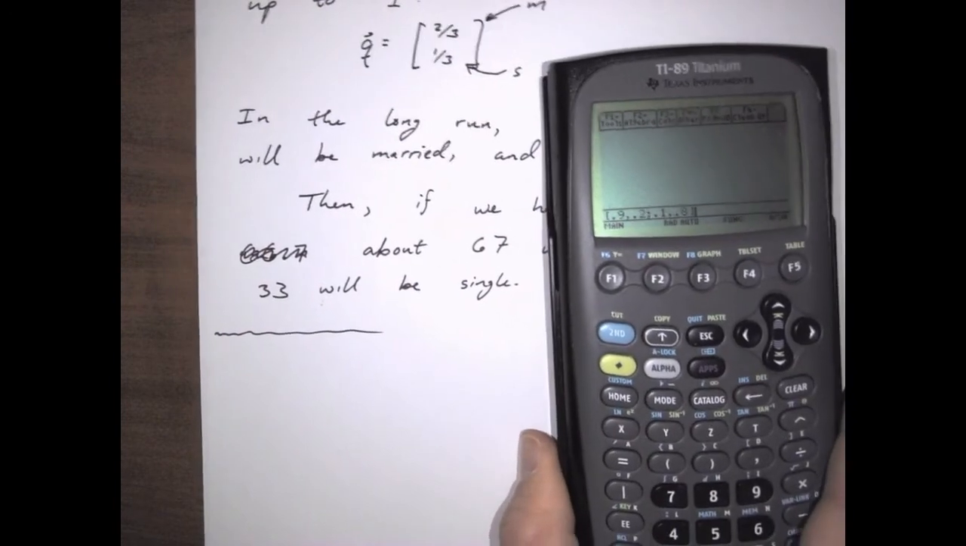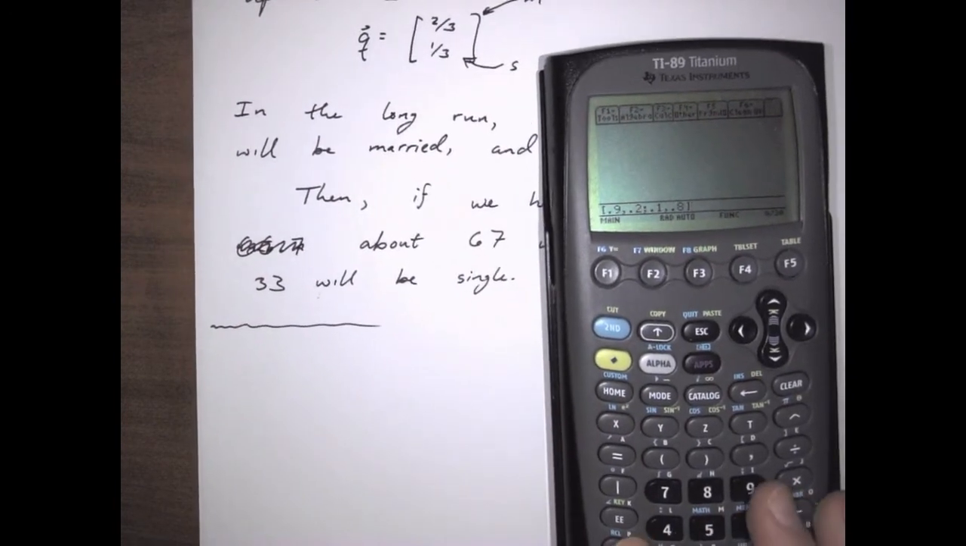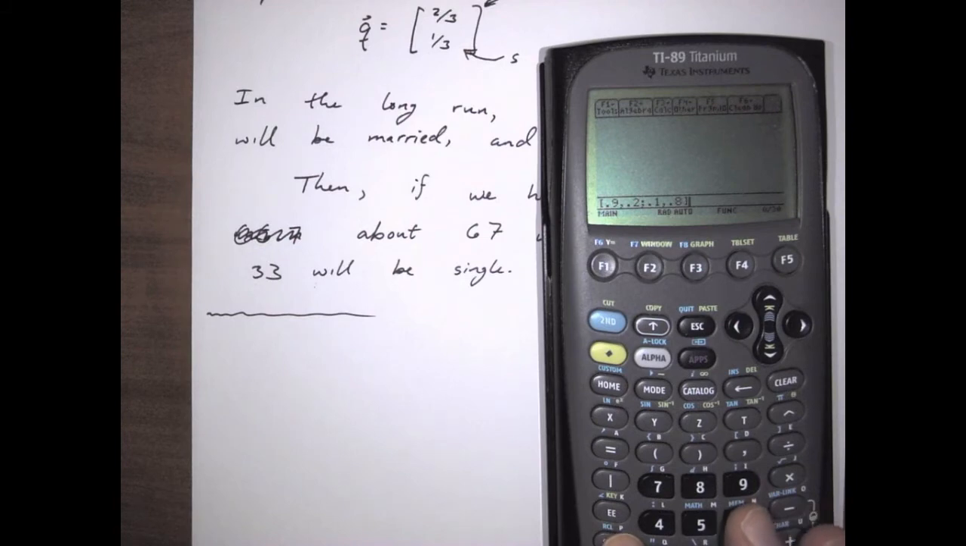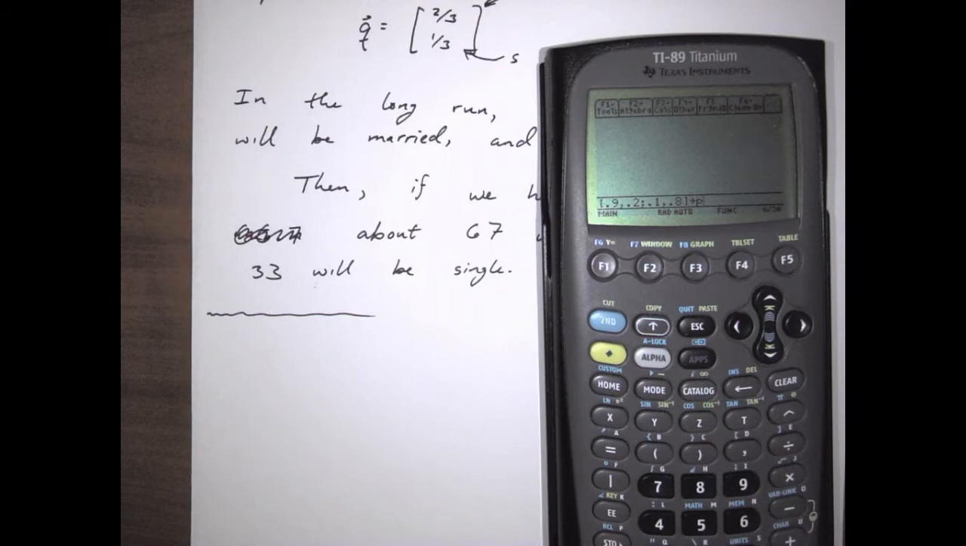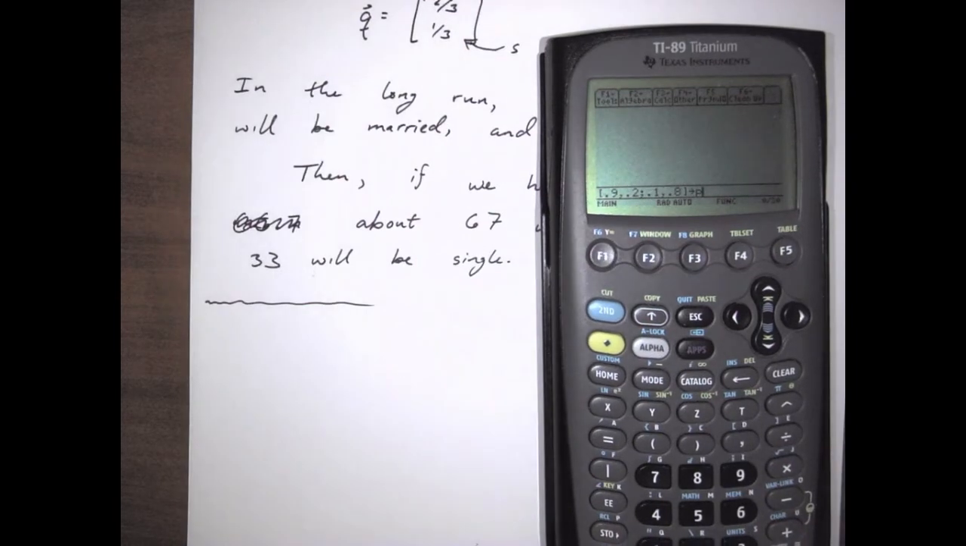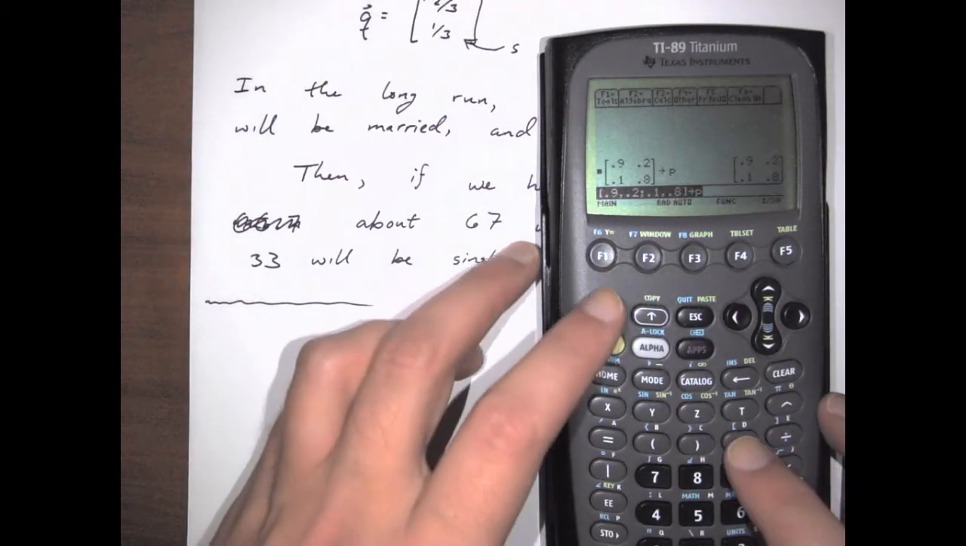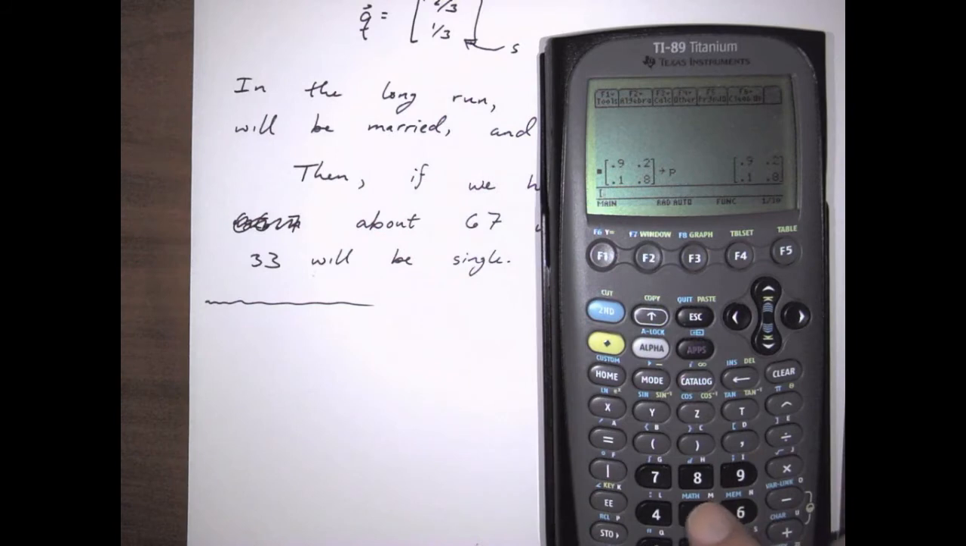Now, if we want to actually watch this in action, what we can do is set it up in the following way. So here I have entered the elements of P into the matrix form, and I'm going to store that as P. So just use the store button, and then alpha, find the button with the P on it, and put that in there. And then I'm going to set up the initial distribution of my students. It was 50 married, 50 single.